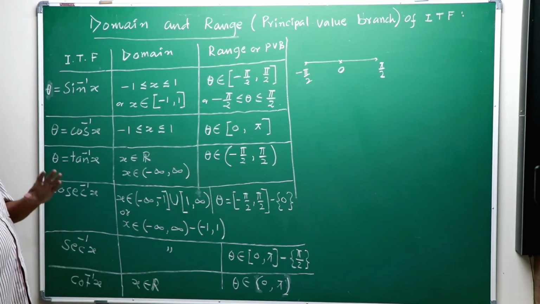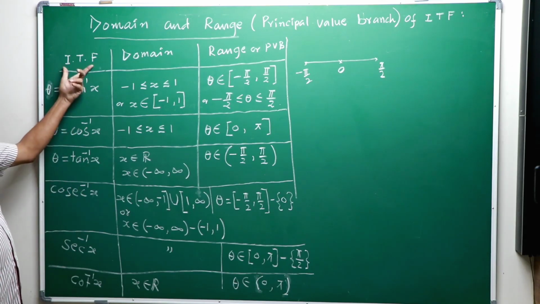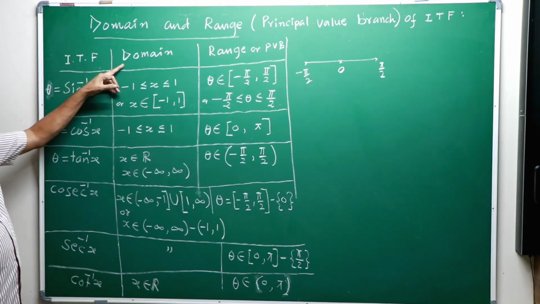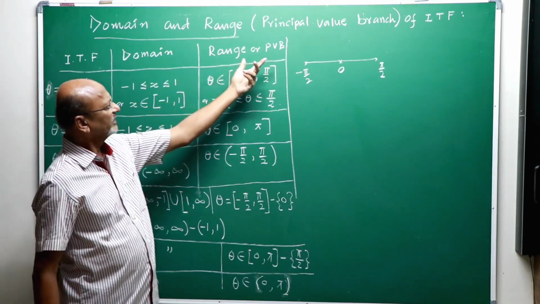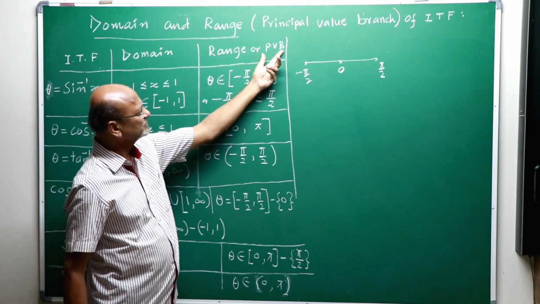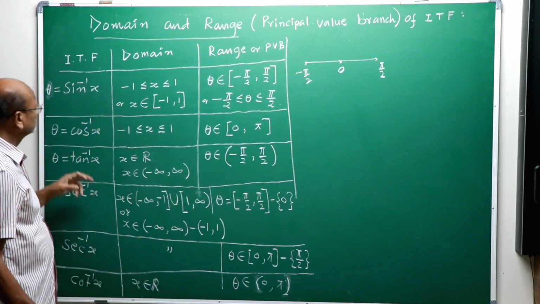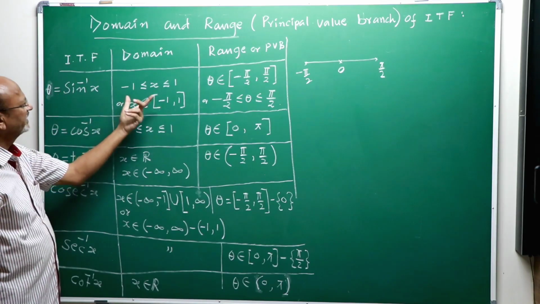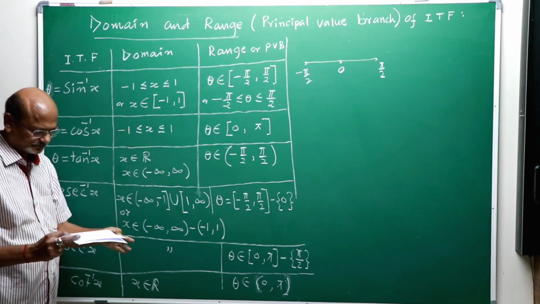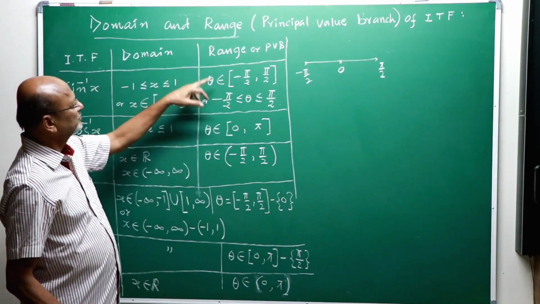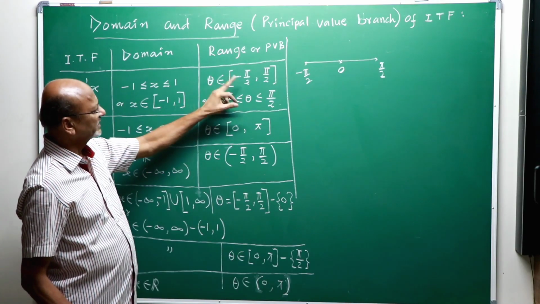Yes, friends, I will read once again. The first column is inverse trigonometric functions, ITF. The second column stands for the domain. Third is the range, otherwise called the principal value branch, the alternative name for this range. First is sin inverse x. You may write its domain either in this way or in this way. Is it correct? This is for the range: theta belongs to the closed interval minus 90 to plus 90.